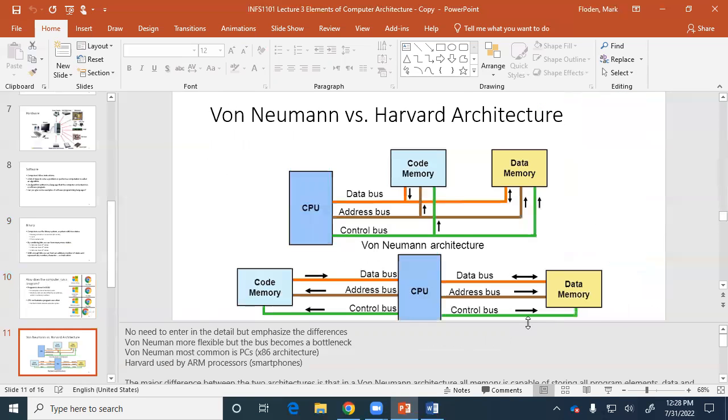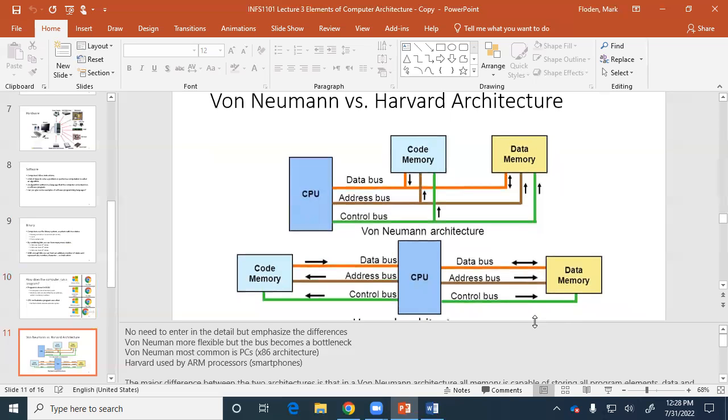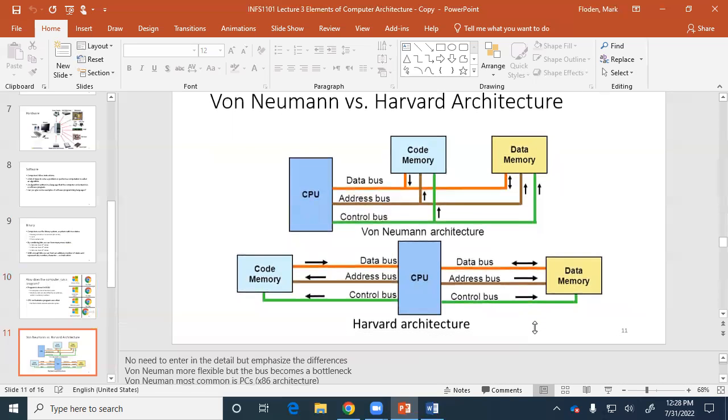Okay, so this is nice. We've got 2 different architectures. We talked about Von Neumann before, hence Von Neumann's architecture. Von Neumann's idea is that you have a CPU, and the CPU is connected to 2 different types of memory, and we have data buses between each of them.